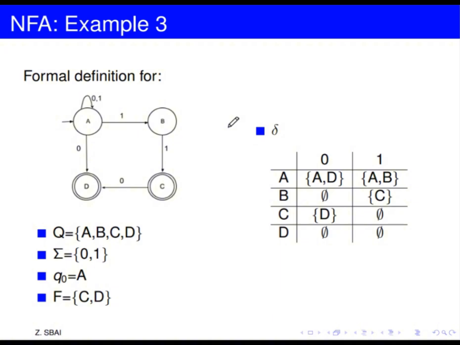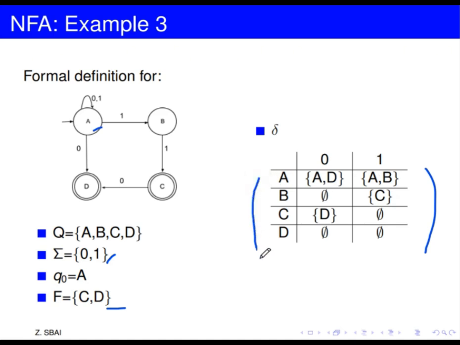Another example here showing that we have 4 states also. We have the set of symbols of the alphabet 0 and 1. Q0 is the state A. The final states here are C and D. And here we didn't use the symbol epsilon, so we'll write the transition table with 2 columns showing the symbol 0 and the symbol 1.